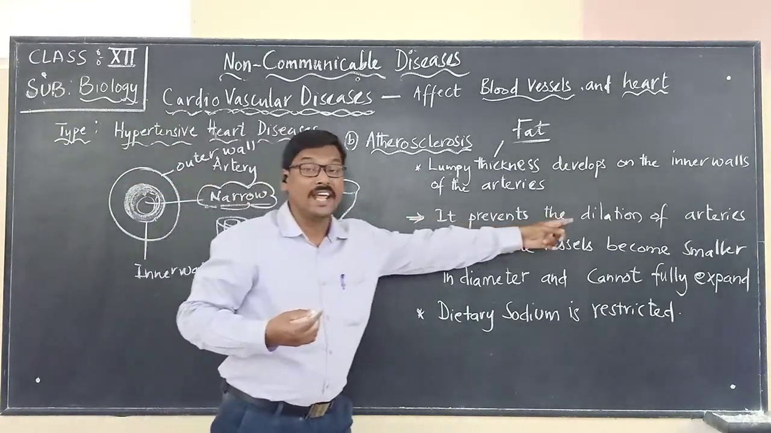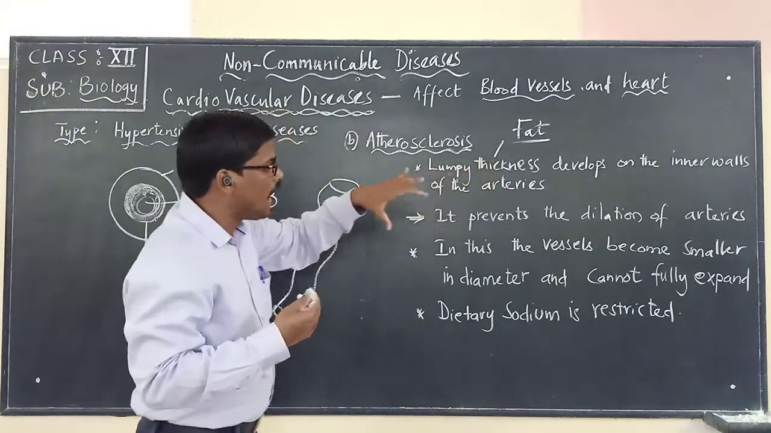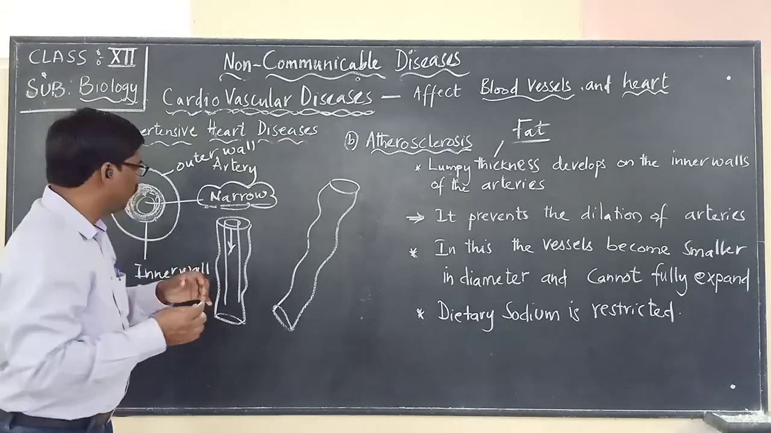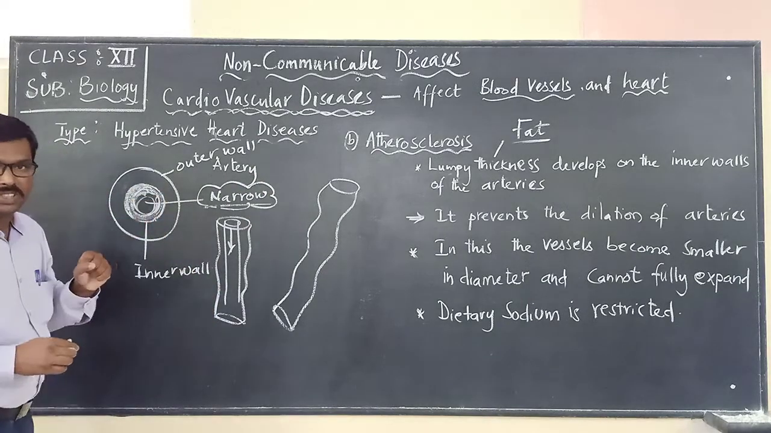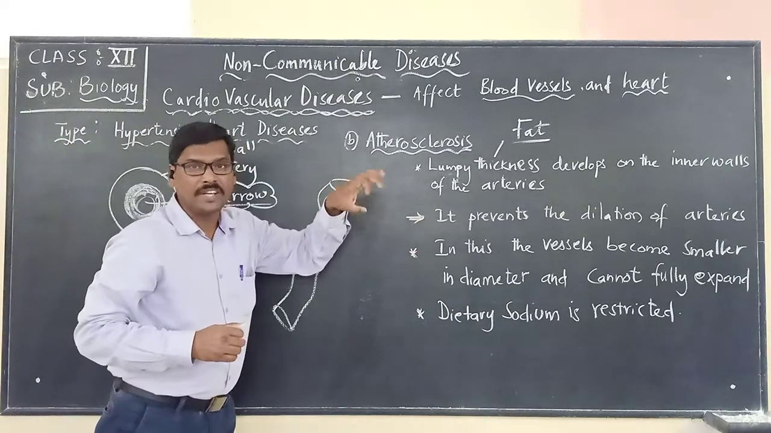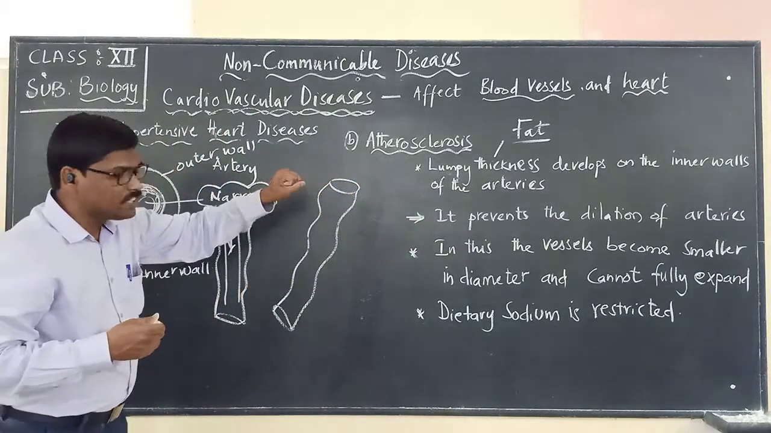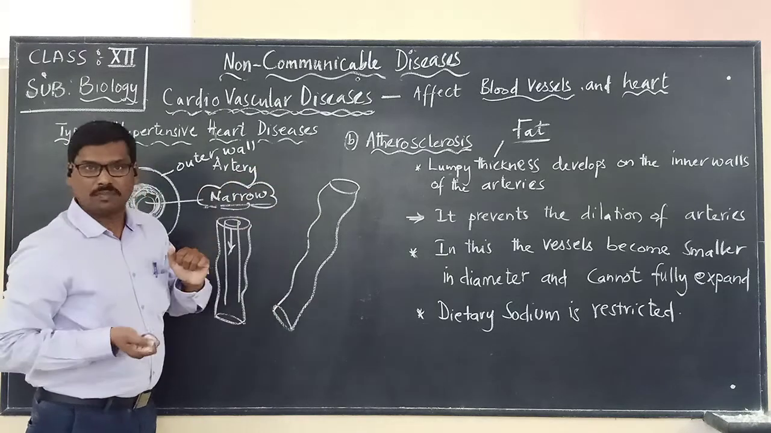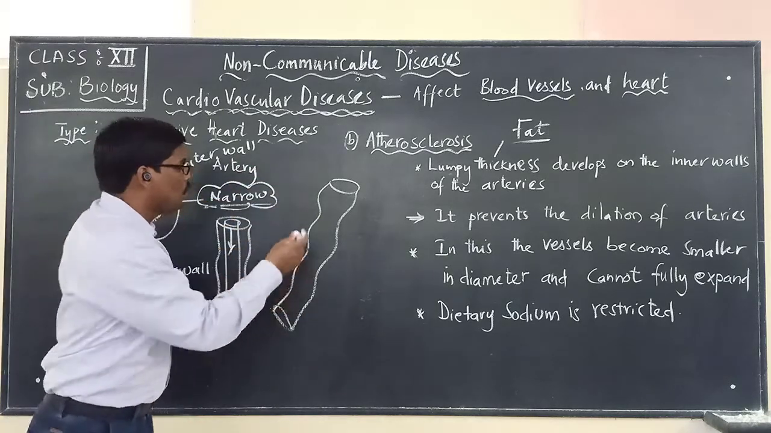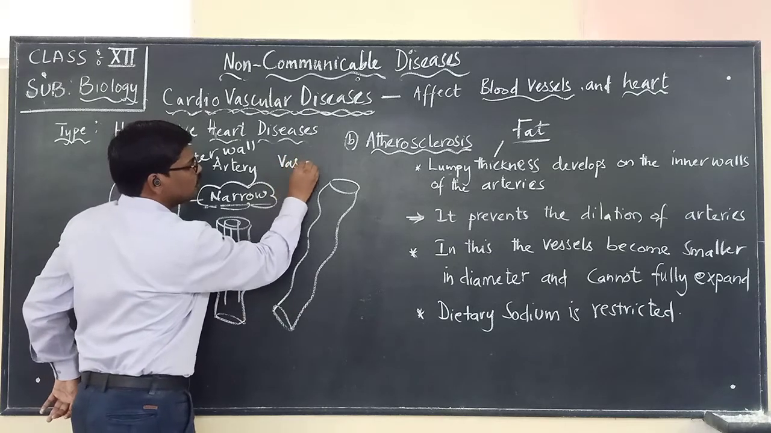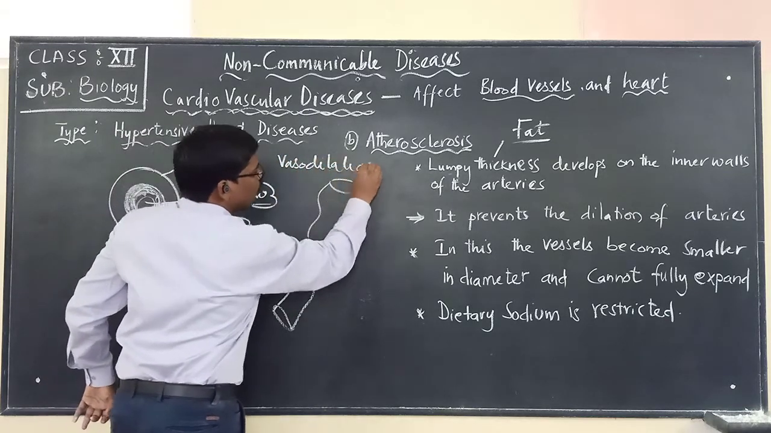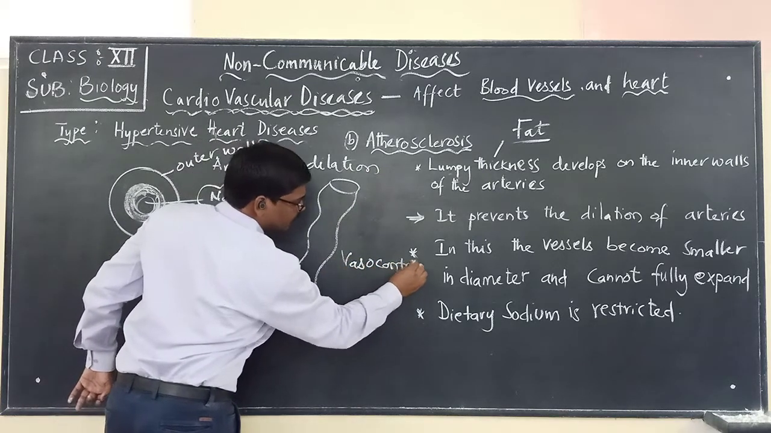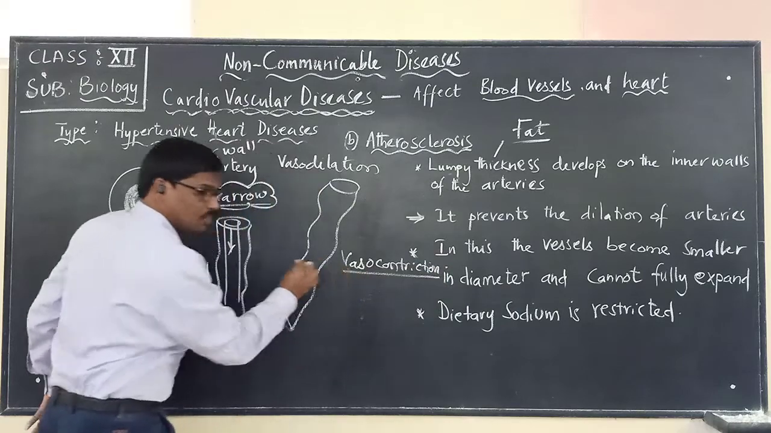It prevents the dilation of arteries. Freely the arteries cannot dilate. Vasodilation will be restricted. Why? Because there is fat deposition. As we already said, the arteries will be enlarging. Vasodilation and vasoconstriction will be taking place. Vasodilation and vasoconstriction are very important in the case of blood vessels.